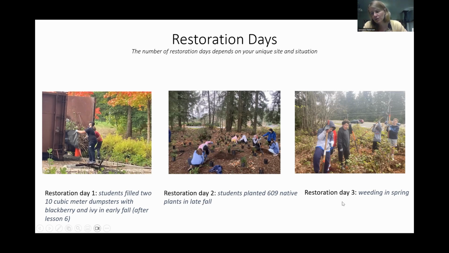And restoration day 3 was weeding in spring. So they came back in the spring and they weeded out all those little blackberries that have popped up. But this is really flexible. For example, you might need to weed more than one day in the spring if you have invasives in your site. And we could have done this invasive Himalayan blackberry removal day right before planting day after the unit. So our planting day might take more than one day. It's really flexible.